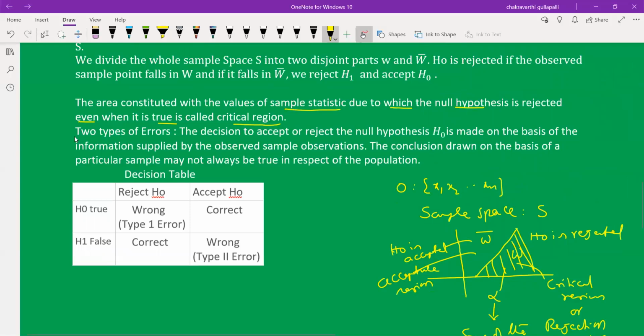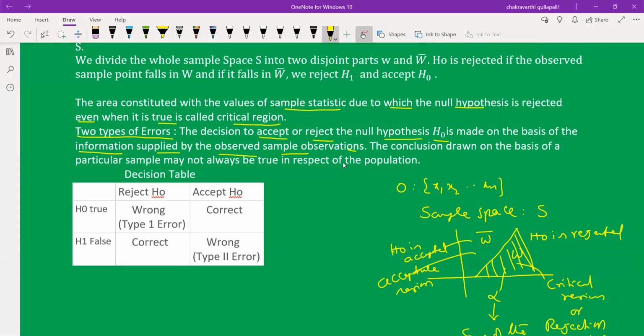Next one, two types of errors. Very, very important. The decision to accept or reject the null hypothesis H0 is made on the basis of the information supplied by the observed sample observations. The decision to accept or reject the null hypothesis, that is very, very important.